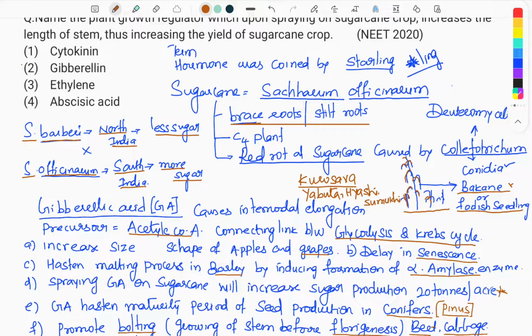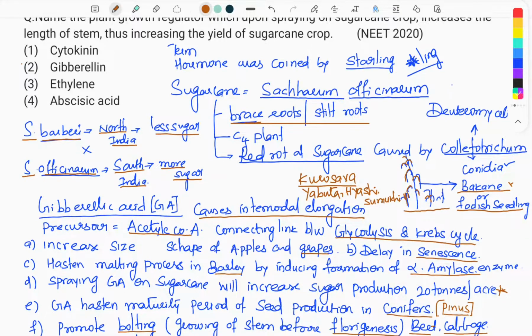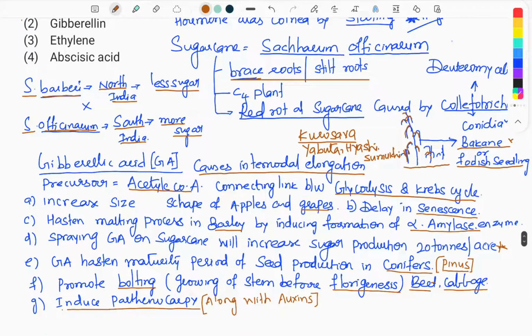Let's come to gibberellic acid. I told you that it causes mainly internodal elongation. So all the functions of gibberellic acid will be similar to elongation of the aerial part of the plant, that is stem and internodes, right? Gibberellic acid is basically an acid like that. It is GA1, GA2, GA3, like that. More than 100 gibberellic acids are discovered so far in plants.